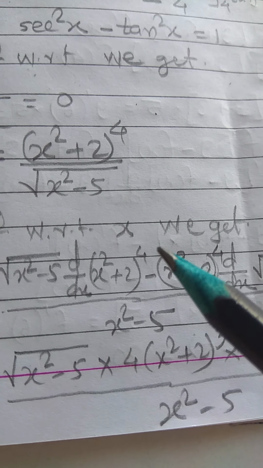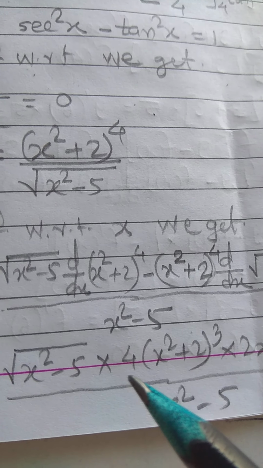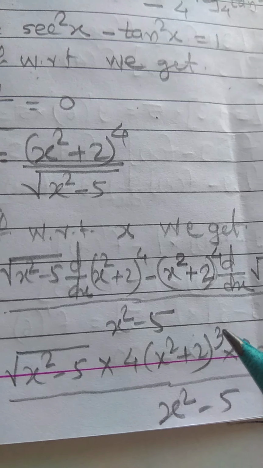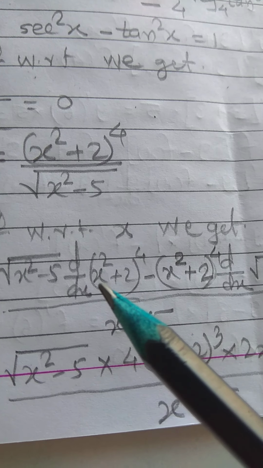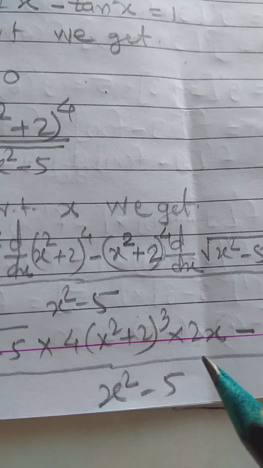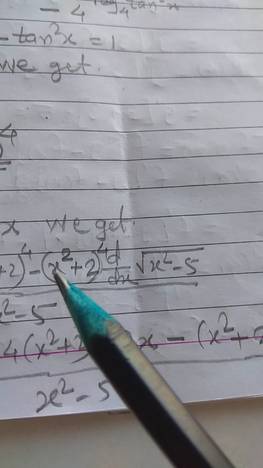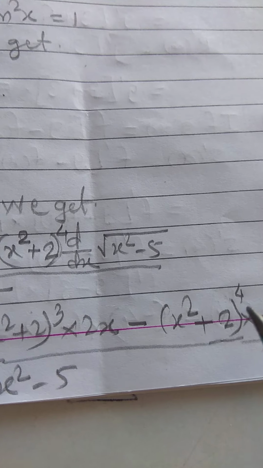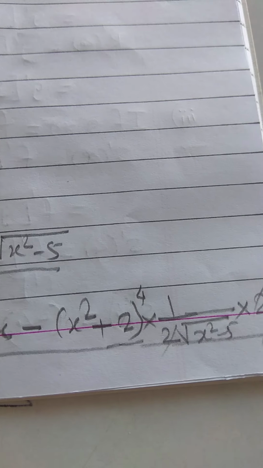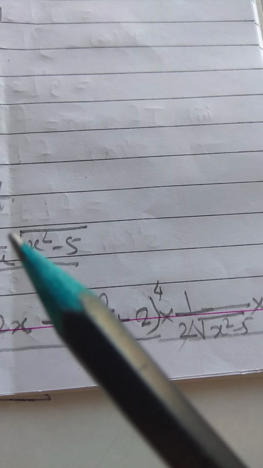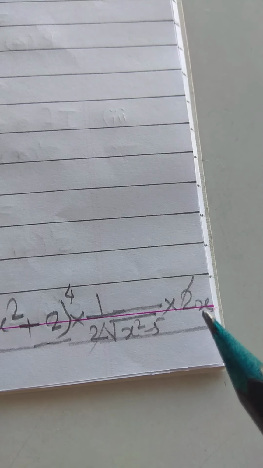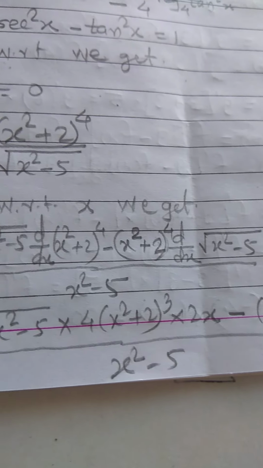Derivative of bracket raised to 4, that means 4 bracket raised to 3 it will be. Derivative of x square is 2x. Derivative of constant 2 is 0. Then x square plus 2 raised to 4 as it is. Derivative of root is 1 upon 2 root, and the derivative of x square is 2x. This 2 and 2 will get cancelled.